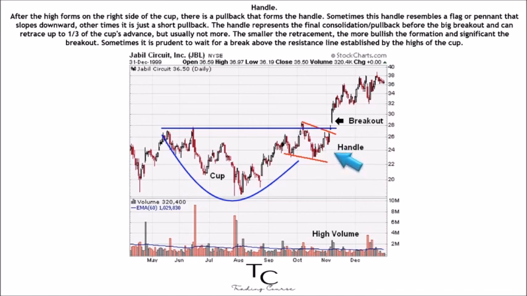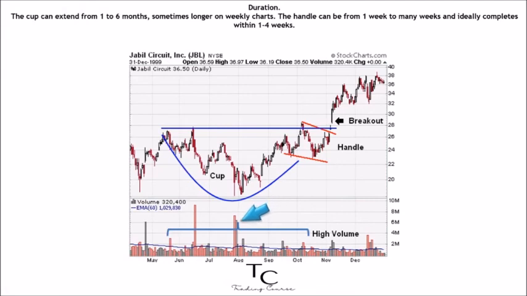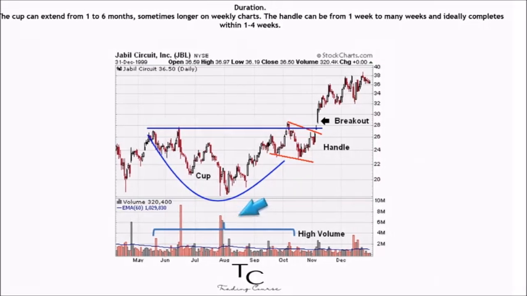The smaller the retracement, the more bullish the formation and significant the breakout. Sometimes it is prudent to wait for a break above the resistance line established by the highs of the cup. Duration. The cup can extend from 1 to 6 months, sometimes longer on weekly charts. The handle can be from 1 week to many weeks and ideally completes within 1 to 4 weeks.